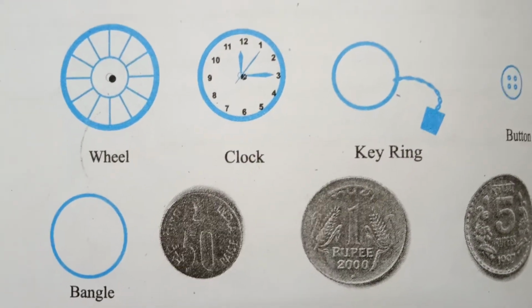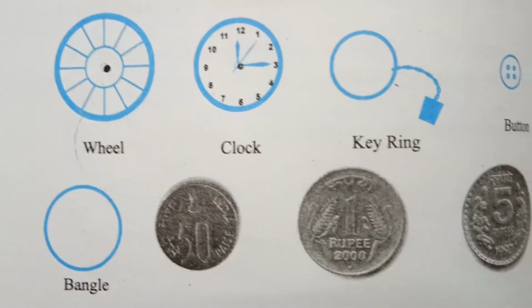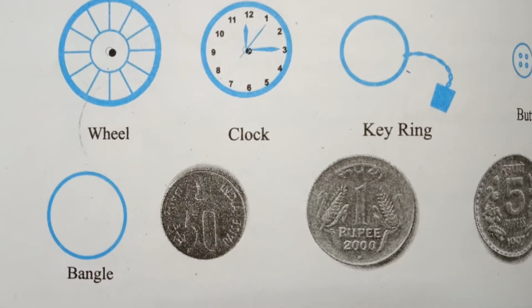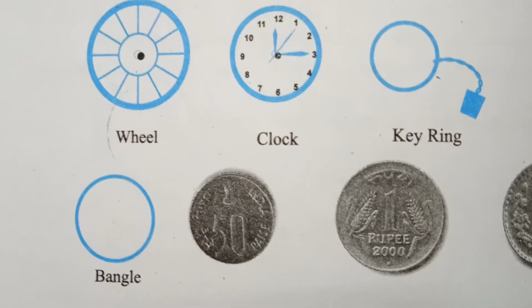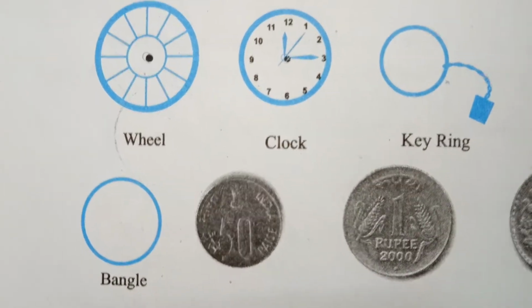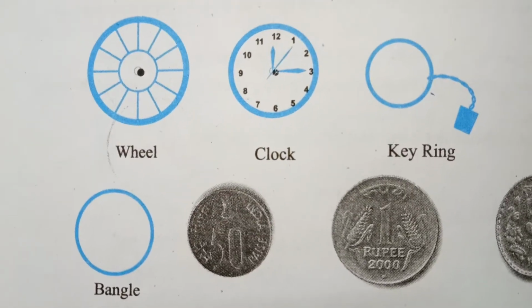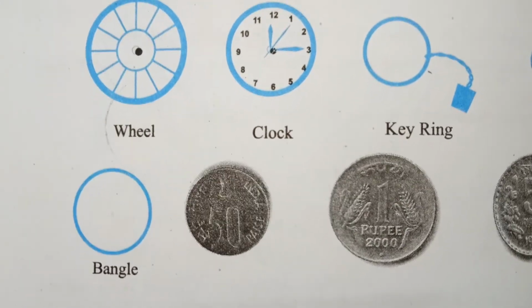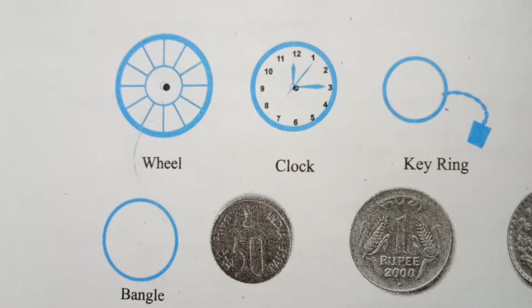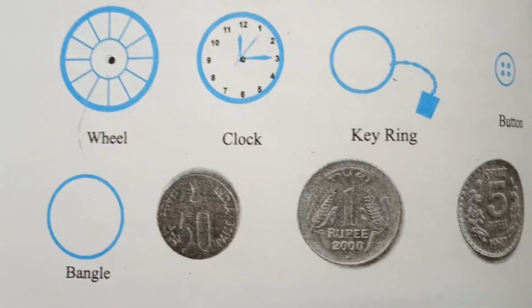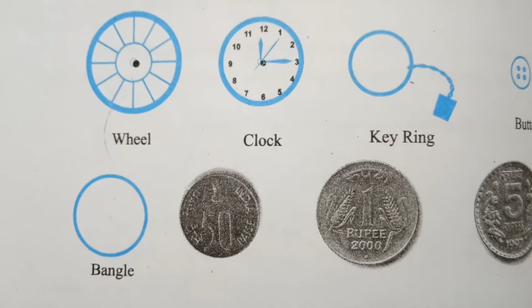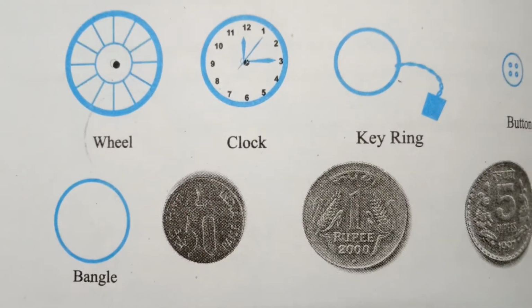We come across many objects in our daily life which are round in shape. Wheel, clock, keyring, bangle, coins, the denominations, these are all round in shape, as you are able to see now.